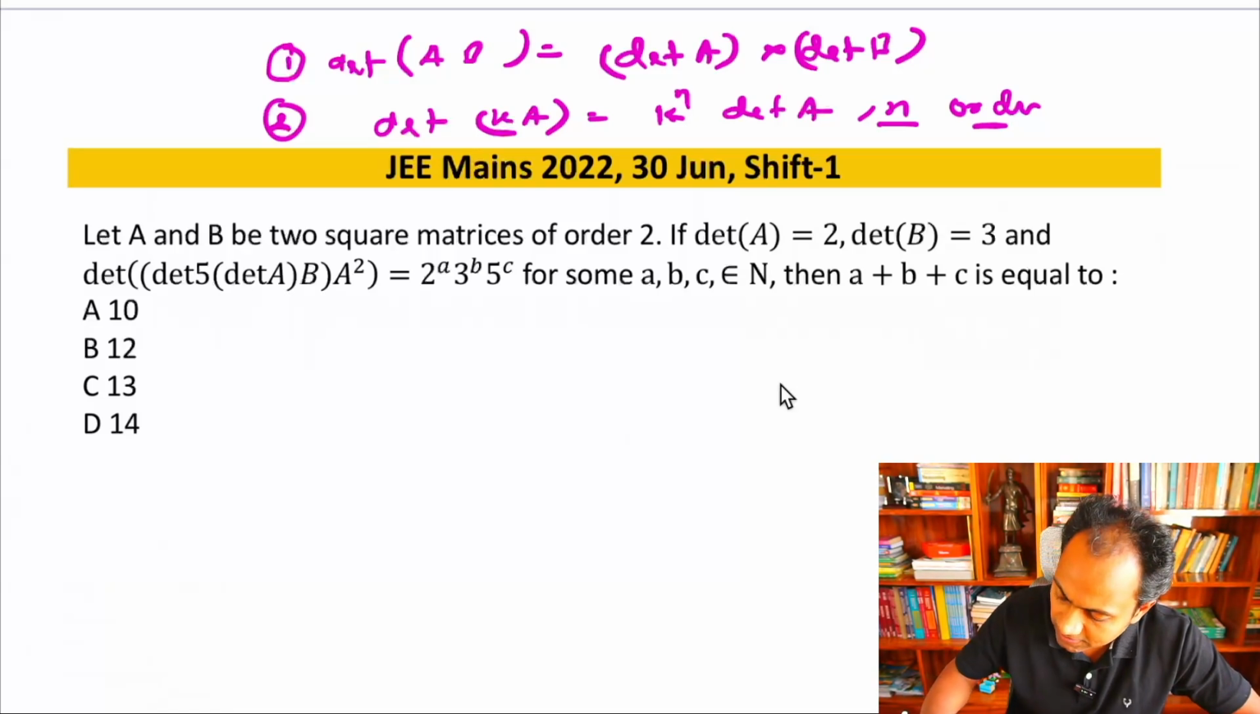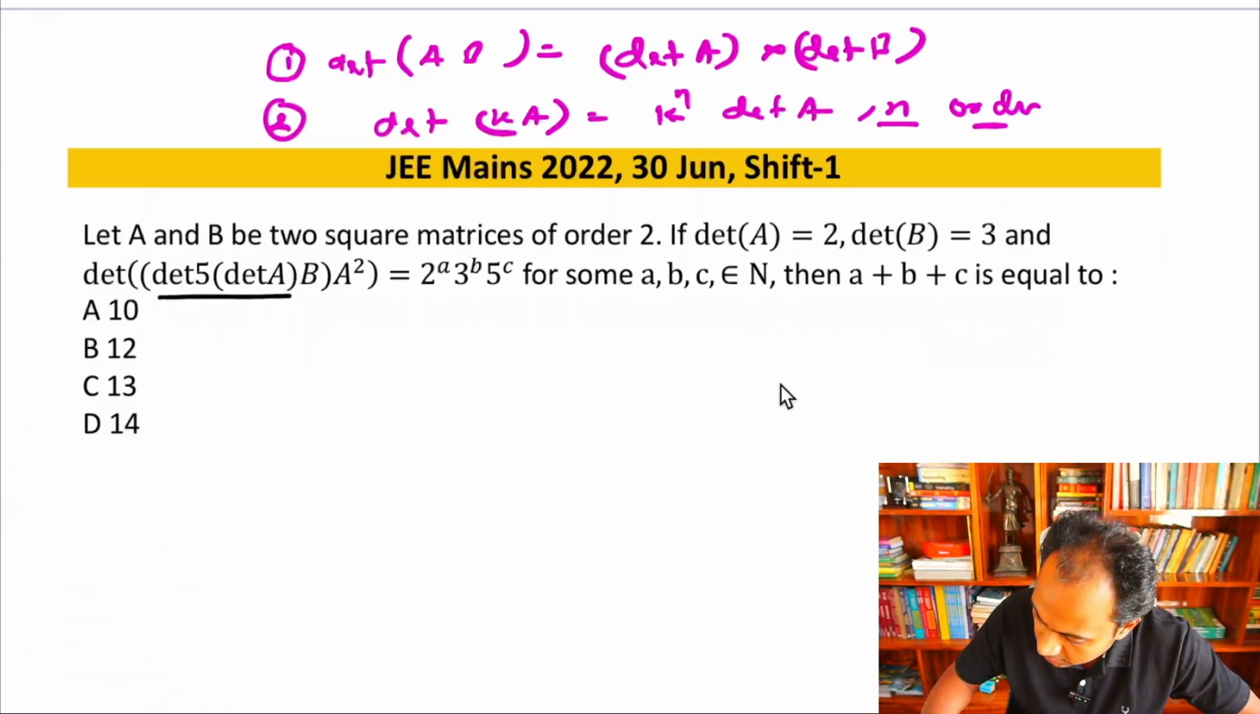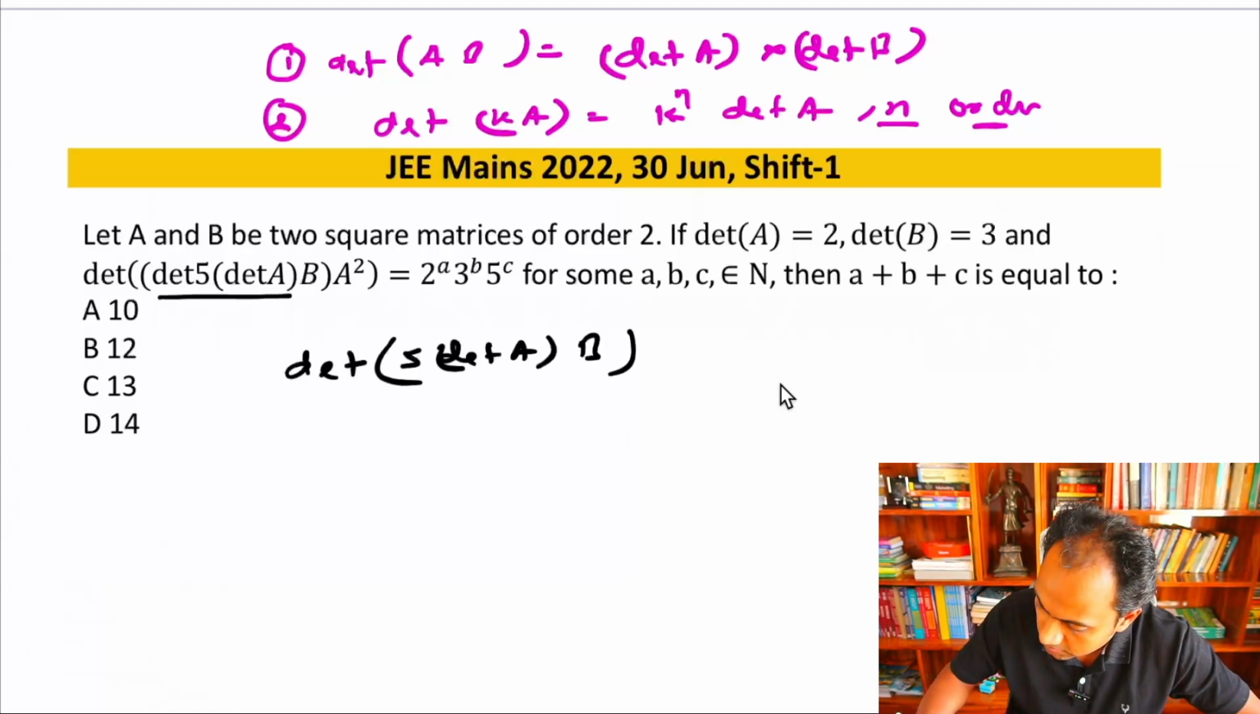So now let us apply these two properties. Before doing this, let us simplify what is written here. What they are saying here is basically, if I have determinant of 5 times determinant of A into B, so this is what they are saying. What I have done is I have taken just this part, because the rest of the part will come on later. If I just take this part, what is going to happen?